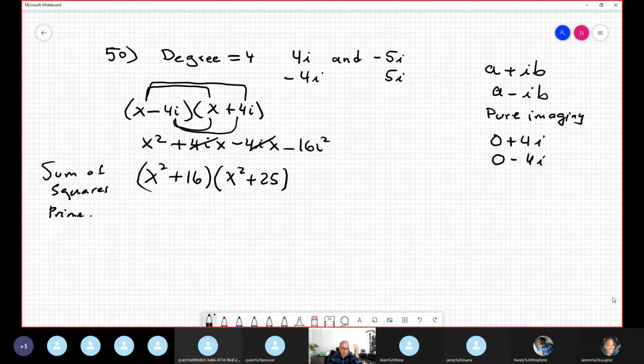Now, finally, you multiply here, you FOIL. You have x to the 4th power plus 41x to the 2nd power plus 400. When you FOIL this: x squared times x squared is x to the 4th power, 25x squared, 16x squared, and 16 plus 25 is 41, and the multiplication 16 times 25 is 400. End of the story. Option D.